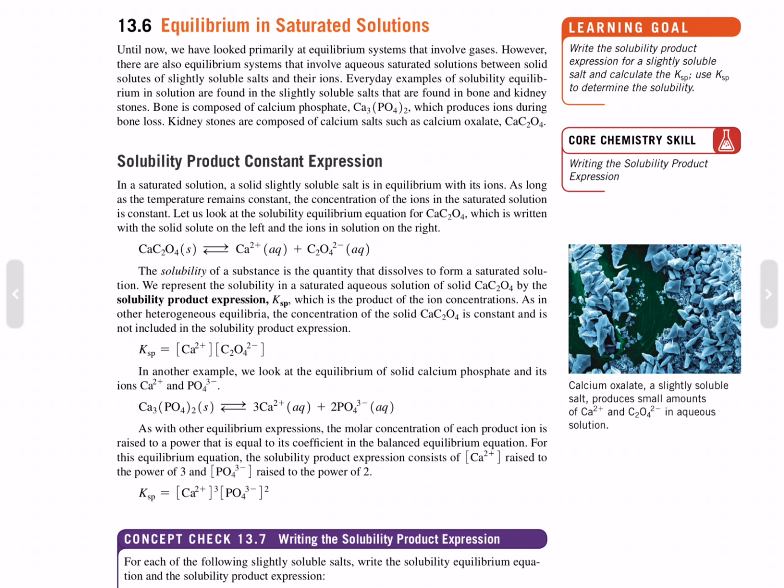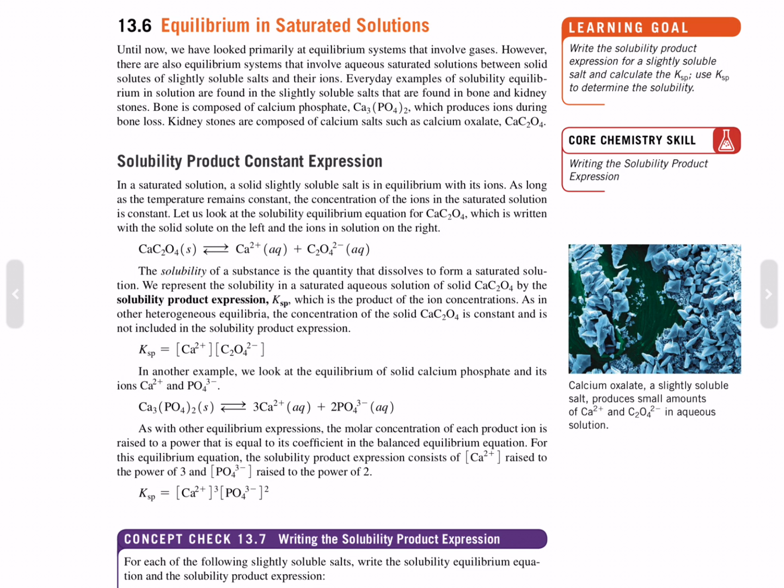Solubility product constant expression. In a saturated solution, a solid, slightly soluble salt is in equilibrium with its ions. As long as the temperature remains constant, the concentration of the ions in the saturated solution is constant. Let's look at the solubility equilibrium for calcium oxalate, which is written with the solid solute on the left and the ions in the solution on the right.